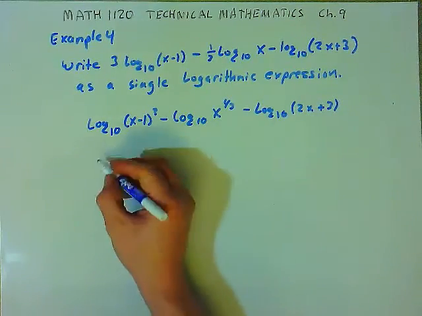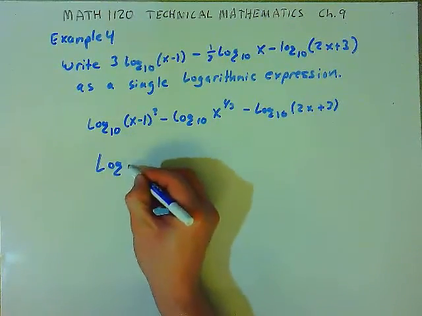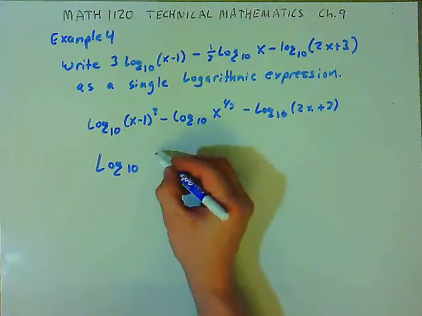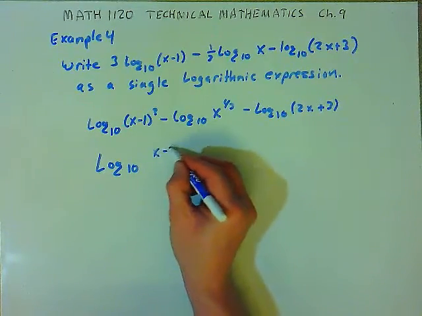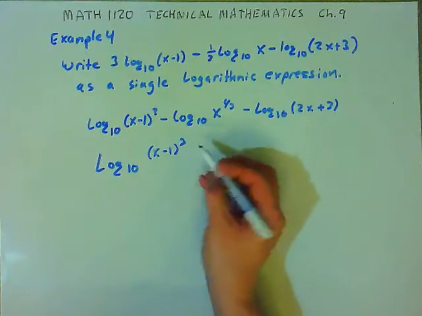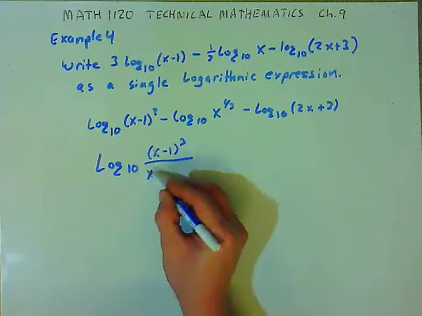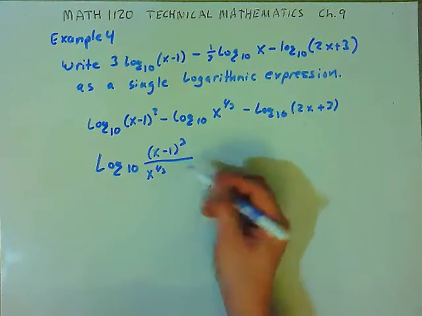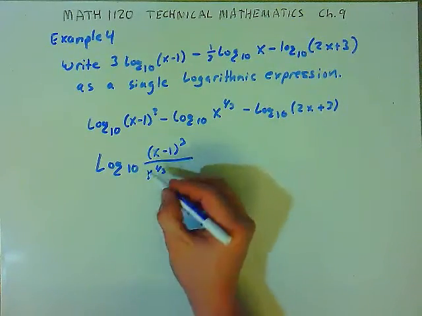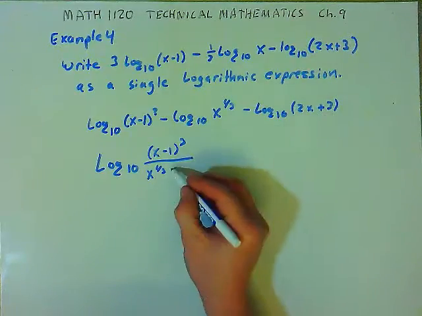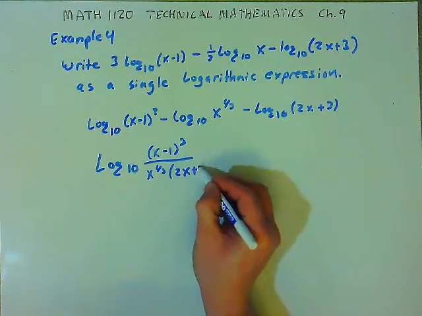And so this is going to become log base 10. This was positive, it stays in the numerator: x minus 1 to the third power. These were negatives though, so they're going to end up in the denominator, x to the 1/3, and they're both going to be in the denominator, and they'll both be multiplied. And so this is going to be 2x plus 3.